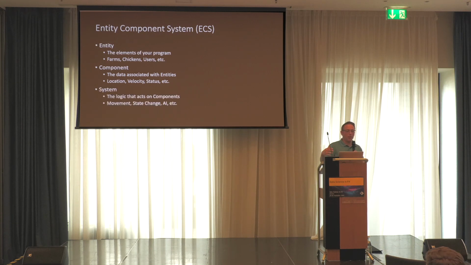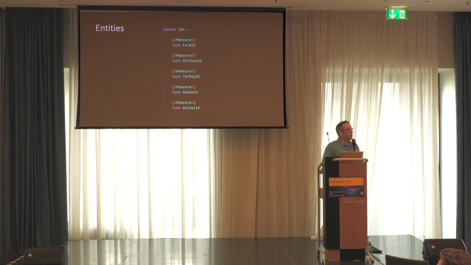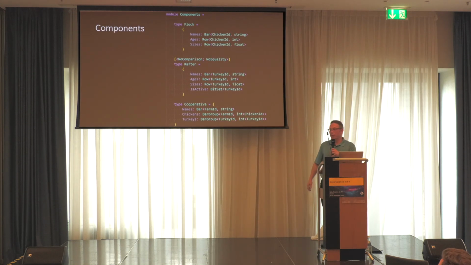And a system is the logic that acts on components, things like logic for movement or state changes. So we've already seen quite a few examples of what I would refer to as entities, which is just creating the units of measure for annotating our integers. We've already seen a lot of examples of what components are. It's just the collections of data that go with those entities.